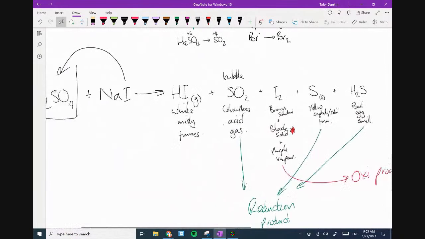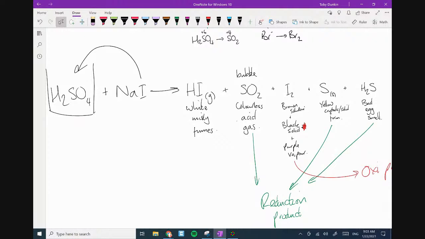How is it in three states? Because the reaction is getting hot, which causes the solid iodine to start sublimating. It starts dissolving into the sulfuric acid, turning it brown. But then the problem is it's not very soluble in conc sulfuric acid, so it starts to precipitate down as a solid. It's a great question, Kim.